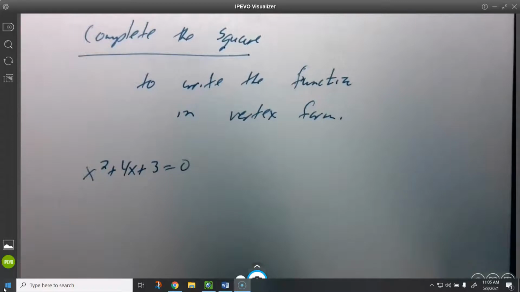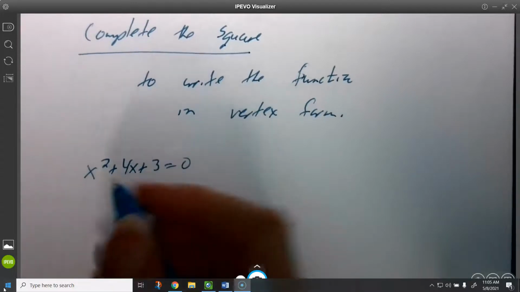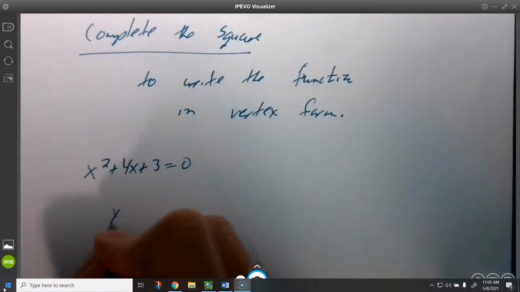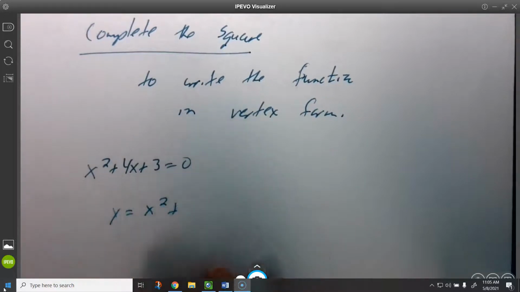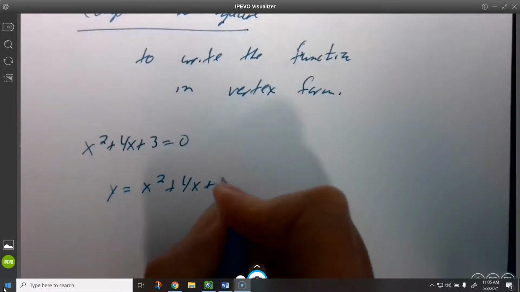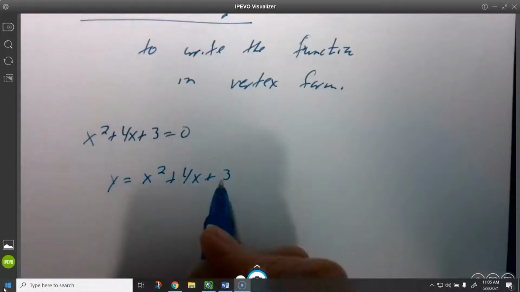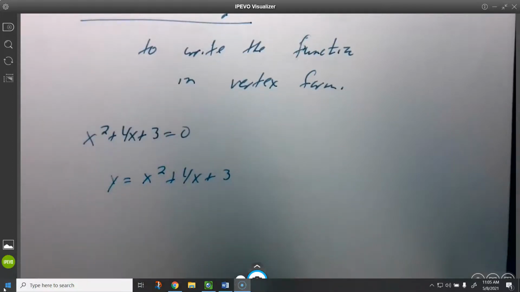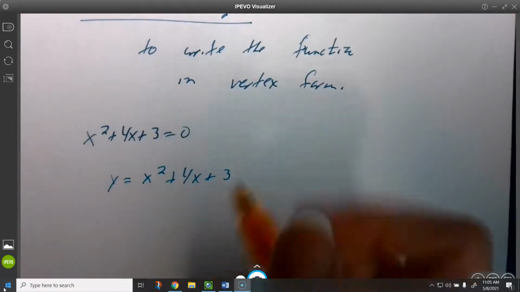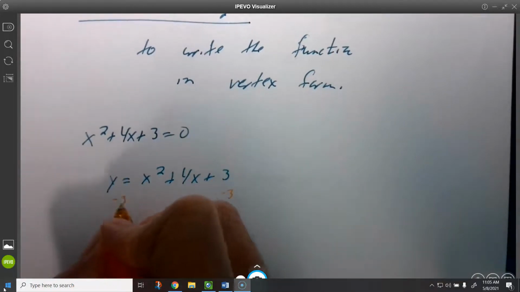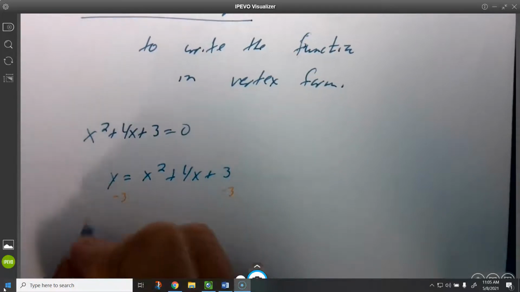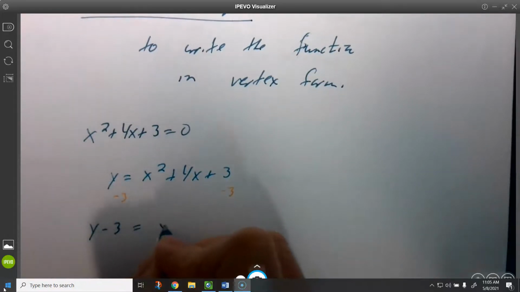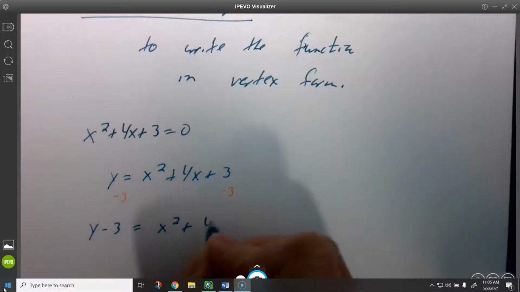What I'm going to do is I'm going to rewrite it as a function. As a function, this would be y is equal to x squared plus 4x plus 3. And I'm going to take this, which is in standard form, and make it into vertex form. Now I'm going to kind of do some weird things with it, but the reason for that is because it will actually make it easier. So I'm going to start the same way. I'm going to move the constant over with 3. Just don't worry about it. It's just going to hang out over there. Y minus 3 is equal to x squared plus 4x.